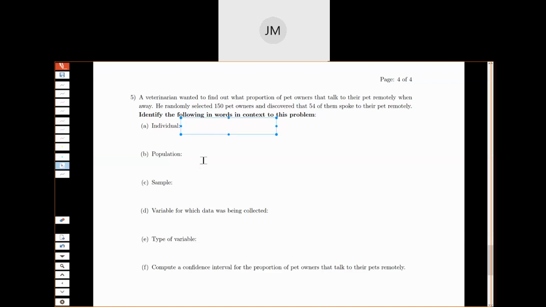What we did want to do here is identify the individual, population, sample and so on. So an individual is a randomly selected pet owner. The population, from what I can tell here, is all pet owners. And the sample is the 150 randomly selected pet owners.